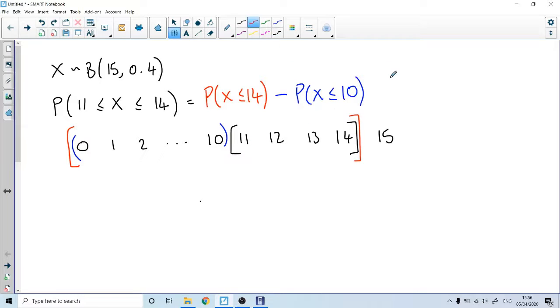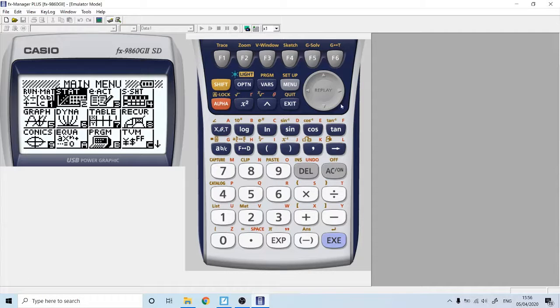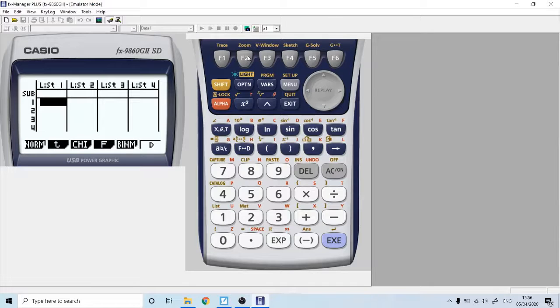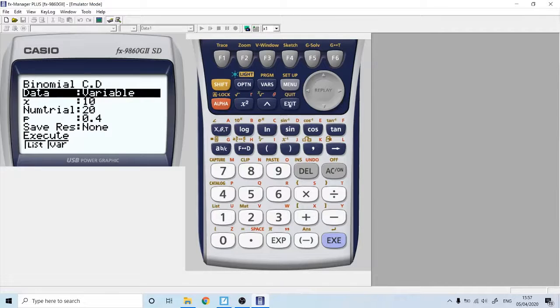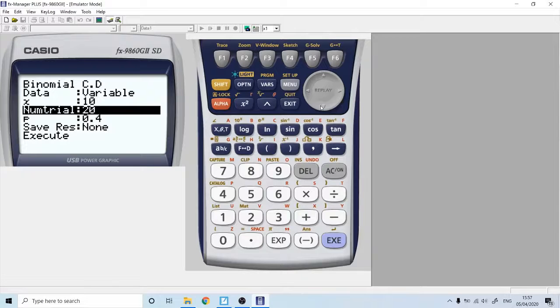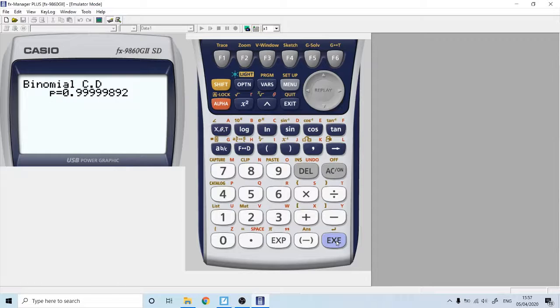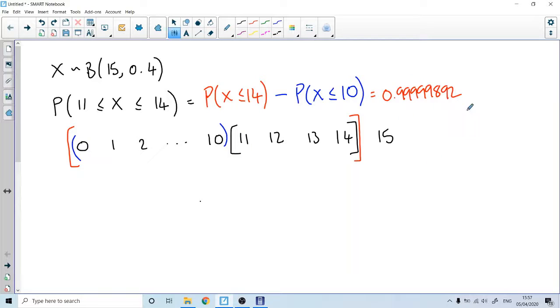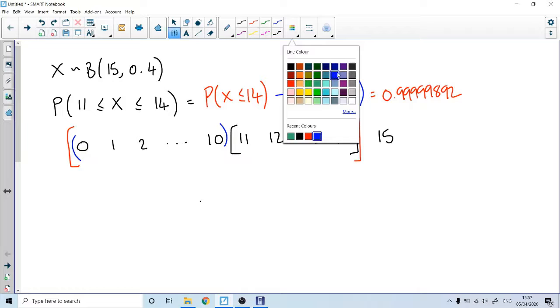So let's work out these probabilities. So we go to a calculator, Statistics, Distribution, Binomial, Cumulative. Number of trials is 15, and the probability of success on each trial is 0.4. Now we want the probability of x being less than or equal to 14. That's our red probability. And that's 0.999989. So really big probability. And I'd recommend using the unrounded value when you use this method on the old calculators.